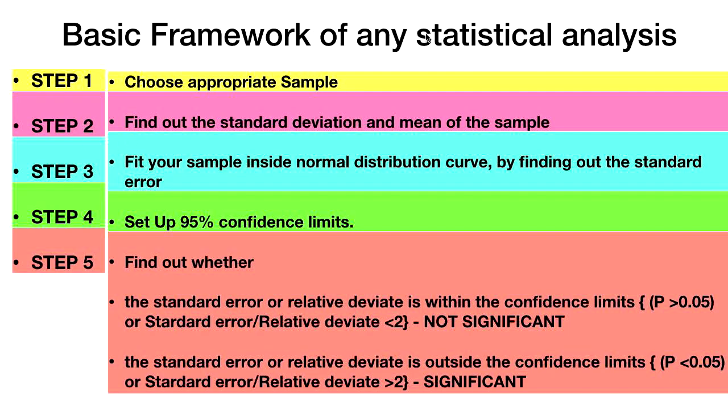So this is a basic framework of any statistical analysis which you must remember. Step 1, choose the appropriate sample. Step 2, find out the standard deviation and mean of the sample. Step 3, fit your sample inside the normal distribution curve by finding out the standard error. Step 4, set up 95% confidence limit. Step 5, find out whether the standard error or relative deviate is within the confidence limits, and then it becomes not significant, or if it is outside the confidence limits, then it becomes significant.